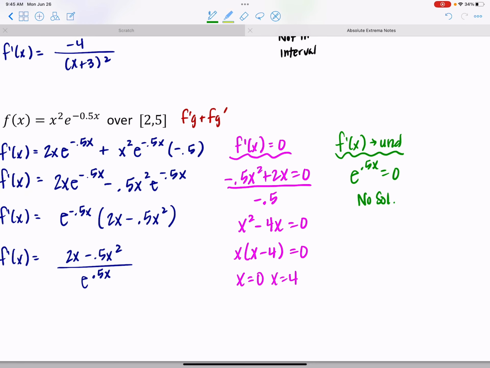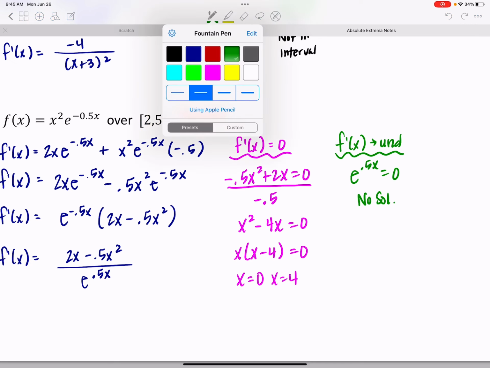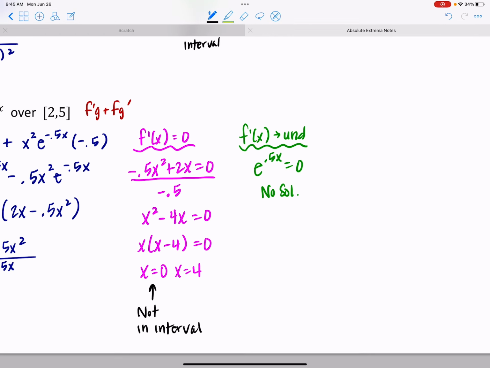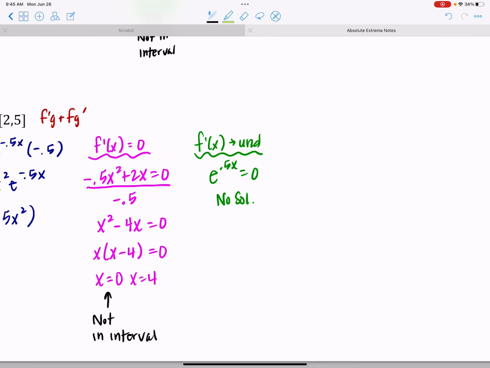So we've got our 2 endpoints to plug in. Oops, just kidding. Well, we have our 2 endpoints to plug in. We have the one critical number. 0 is not in the interval, so I don't have to worry about this one. So this one's not going to apply. It's not in our interval. So we need to find our function values at 4, 2, and 5. So let's find f of 4, f of 2, and f of 5.